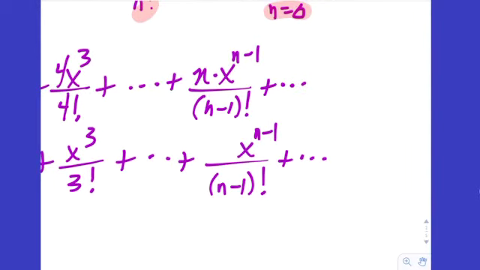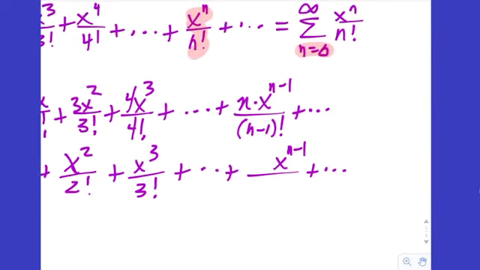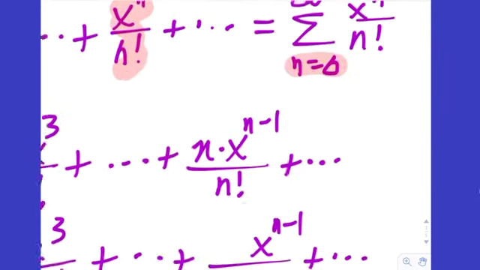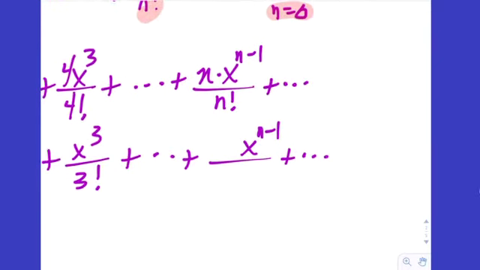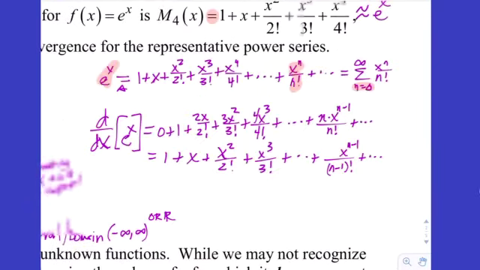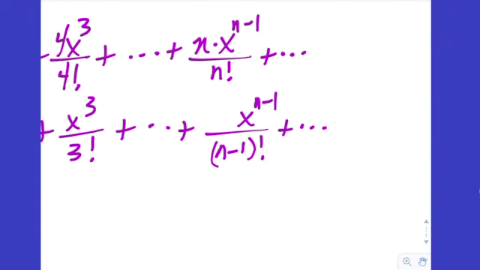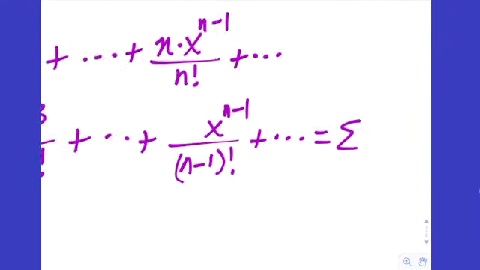This one would be x to the n minus 1 over n. What did I do? Oh, yeah. I made the mistake up here. This is n times x to the n minus 1 over n factorial. My bad. This is supposed to carry through. And then n over n factorial is n minus 1 factorial. Sorry about that.